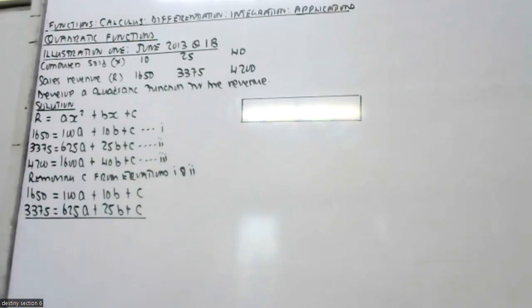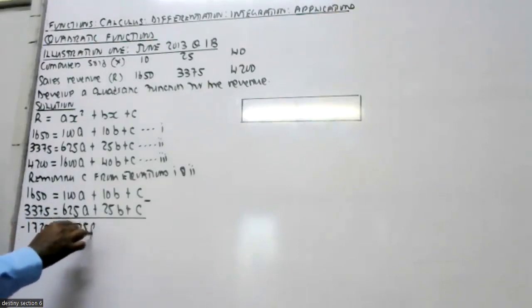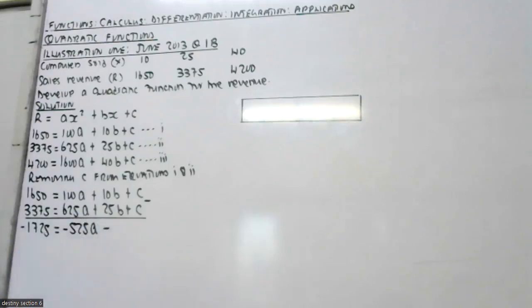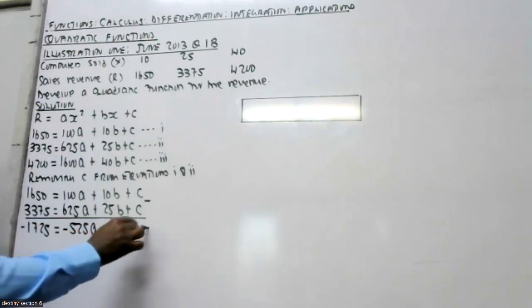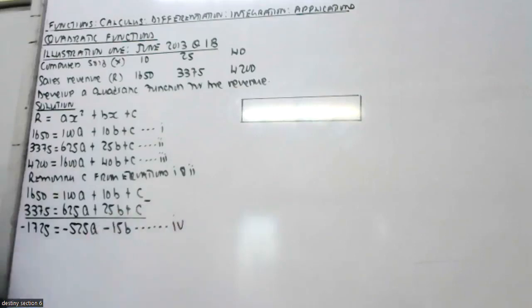So when you say subtract, 1650 minus that 3375, you get what? Negative 1725. 100 minus 625, negative 525A. 10 minus 25, negative 15B. And this one you call it equation number 4.